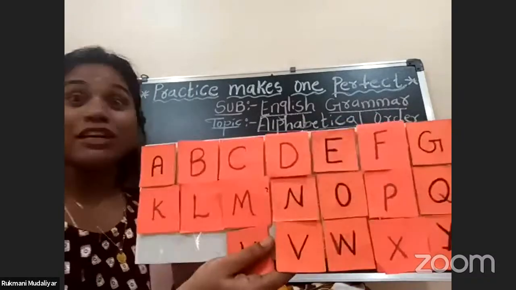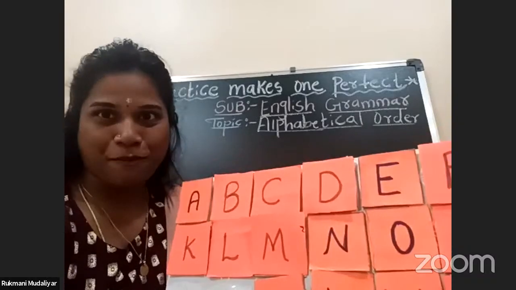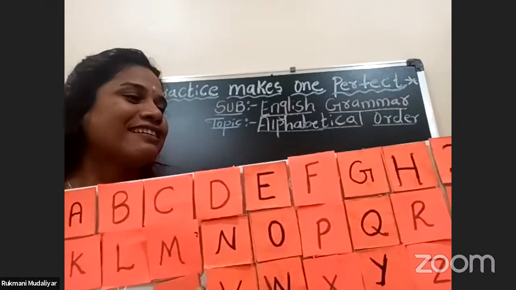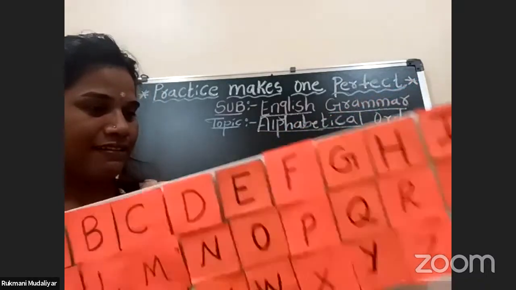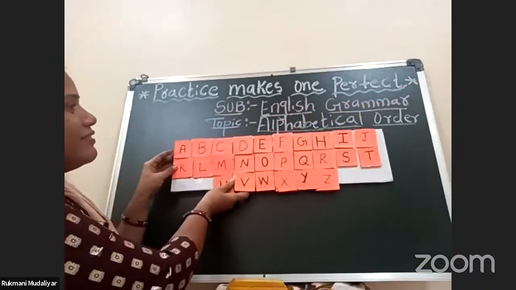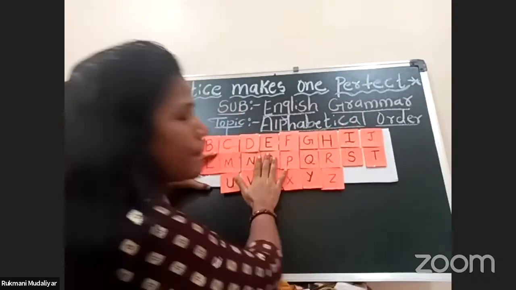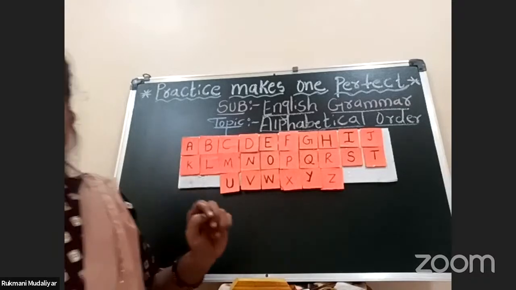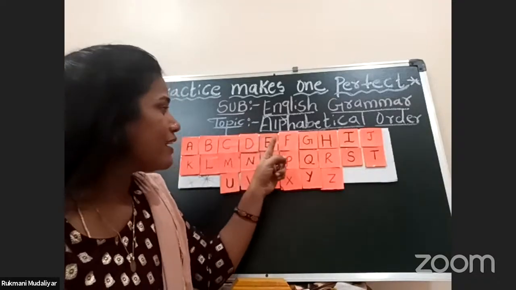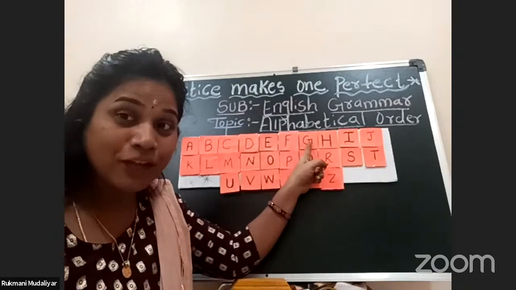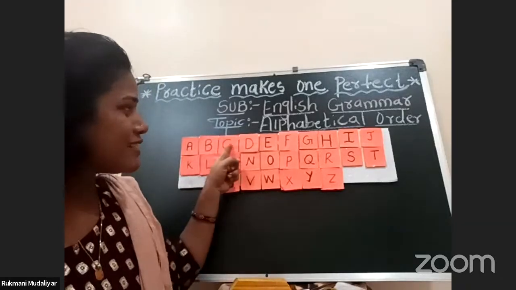Okay. Let me stick it on the board. And let's sing a song on the alphabets. Okay. Let us sing now. A, B, C, D, E, F, G. Come on, children. You have to sing with me. Come on. A, B, C, D.